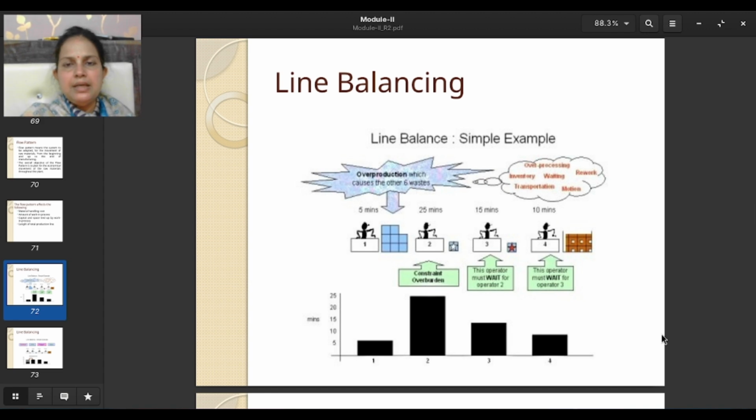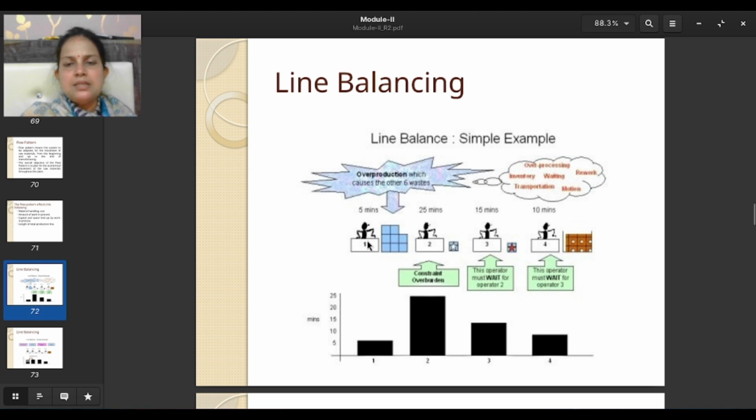Let us discuss line balancing. Line balancing is the process of assigning tasks to the workstations in such a way that the workstations have approximately equal time requirements. Means we have to assign each workstation an equal amount of time or an equal number of jobs.